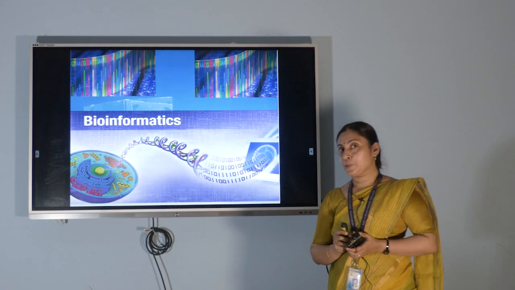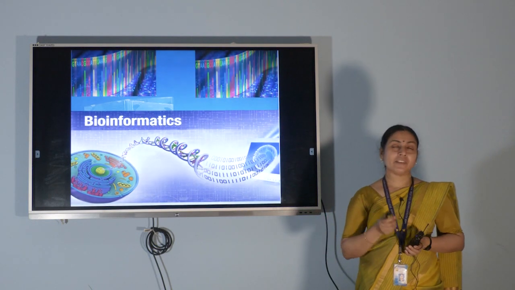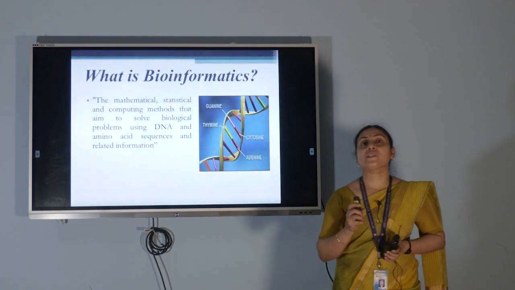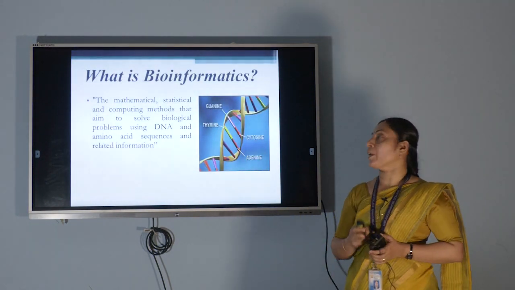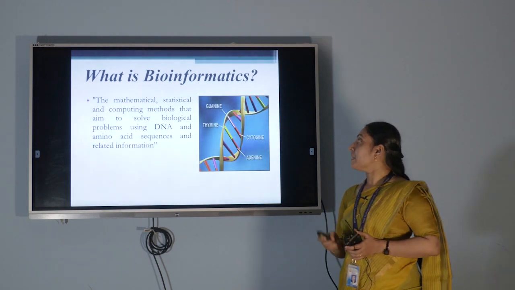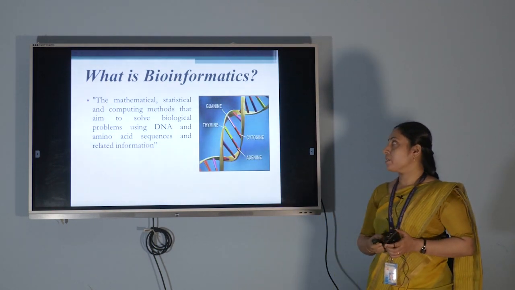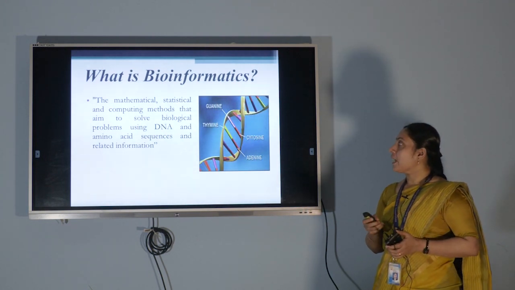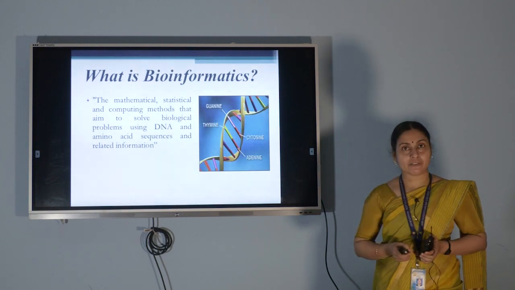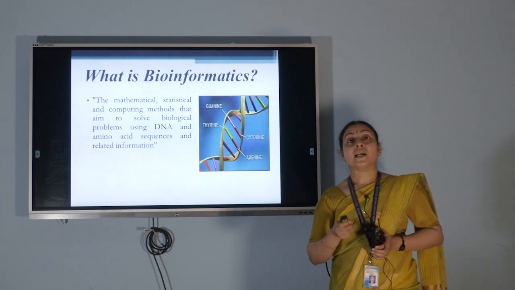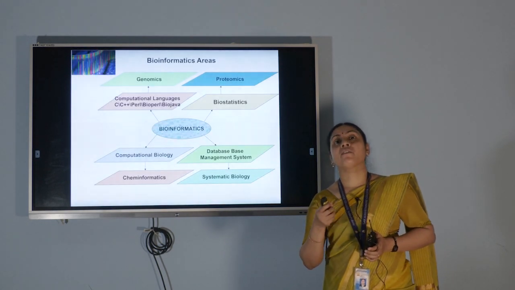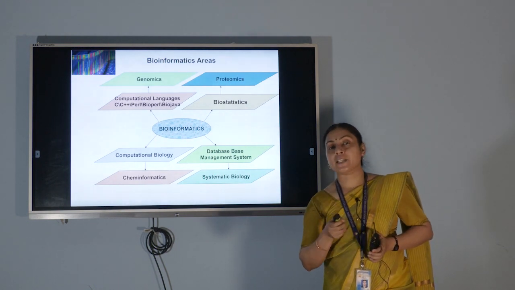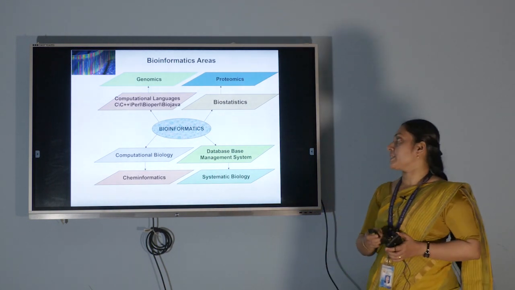Now we are going to discuss a very advanced and very interesting topic, bioinformatics. First, what is bioinformatics? What are the major definitions related to bioinformatics? It's a mathematical, statistical and computing method that aims to solve biological problems using DNA and amino acid sequences and related information. That means computed software to solve biological problems. That is the mathematical and computational methods to solve biological problems. That is known as bioinformatics.